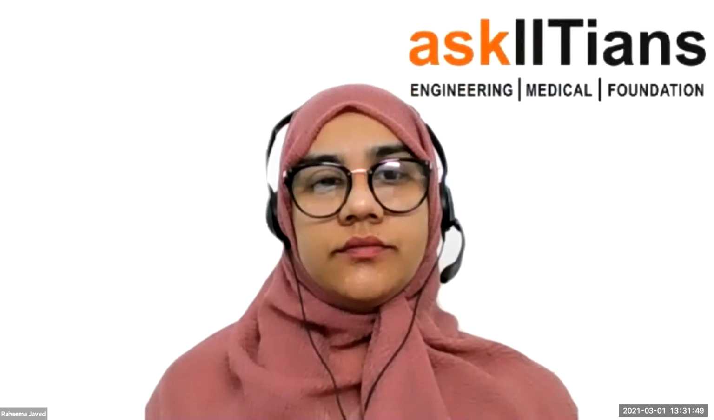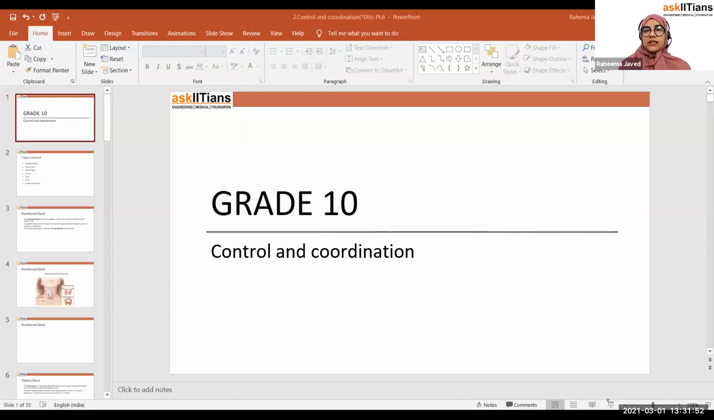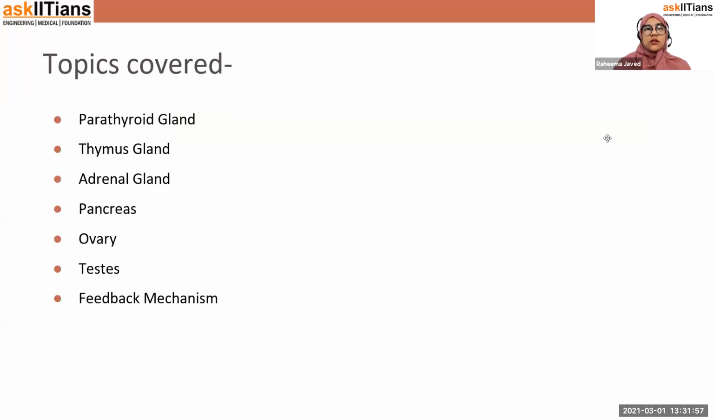So students, hello, we have reached the end of control and coordination, and here we are going to continue with the rest of the endocrine glands. In the previous video, we discussed from hypothalamus till the thyroid gland, and here let's continue with the following glands. In this video, we are going to cover parathyroid gland, thymus gland, adrenal gland, pancreas, ovary, testes, and also a little bit of feedback mechanism.